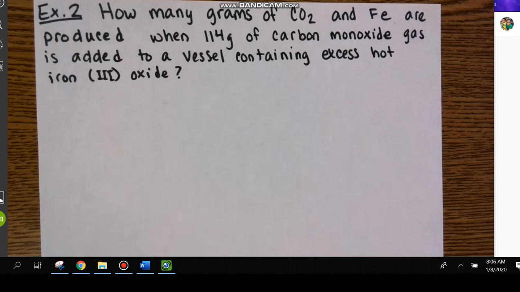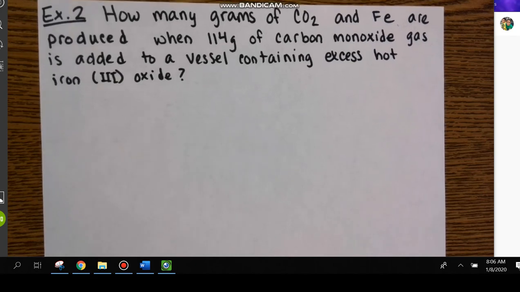Okay, so if you struggled at all with any of the examples that we've been doing so far, I want to give you a few more in these links to help you out. So here is another example. How many grams of carbon dioxide and iron are produced when 114 grams of carbon monoxide gas is added to a vessel containing excess iron(III) oxide?